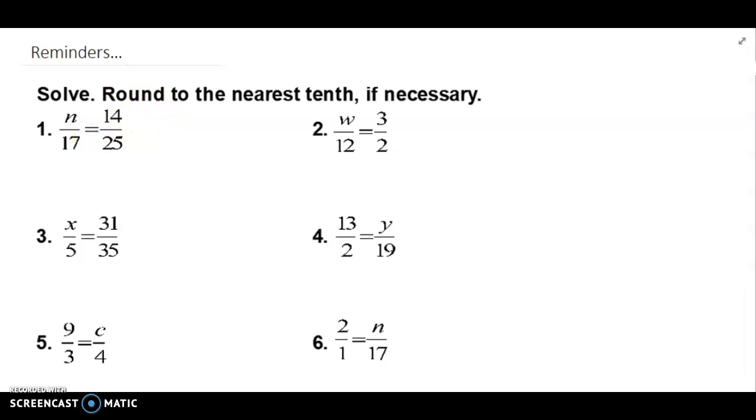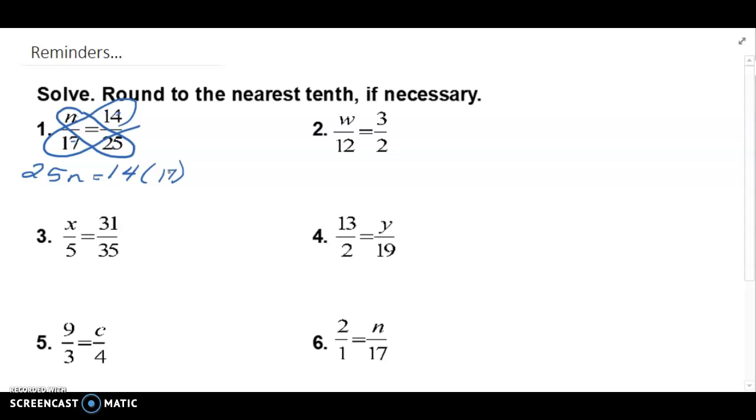So if you remember back from middle school, when you've come to something like this, what you want to do is cross multiply. Okay, so you want to find the opposite. So you would multiply them. So 25 times n, so I'd say 25n equals 14 times 17. Okay, and now you just have a regular algebra problem.